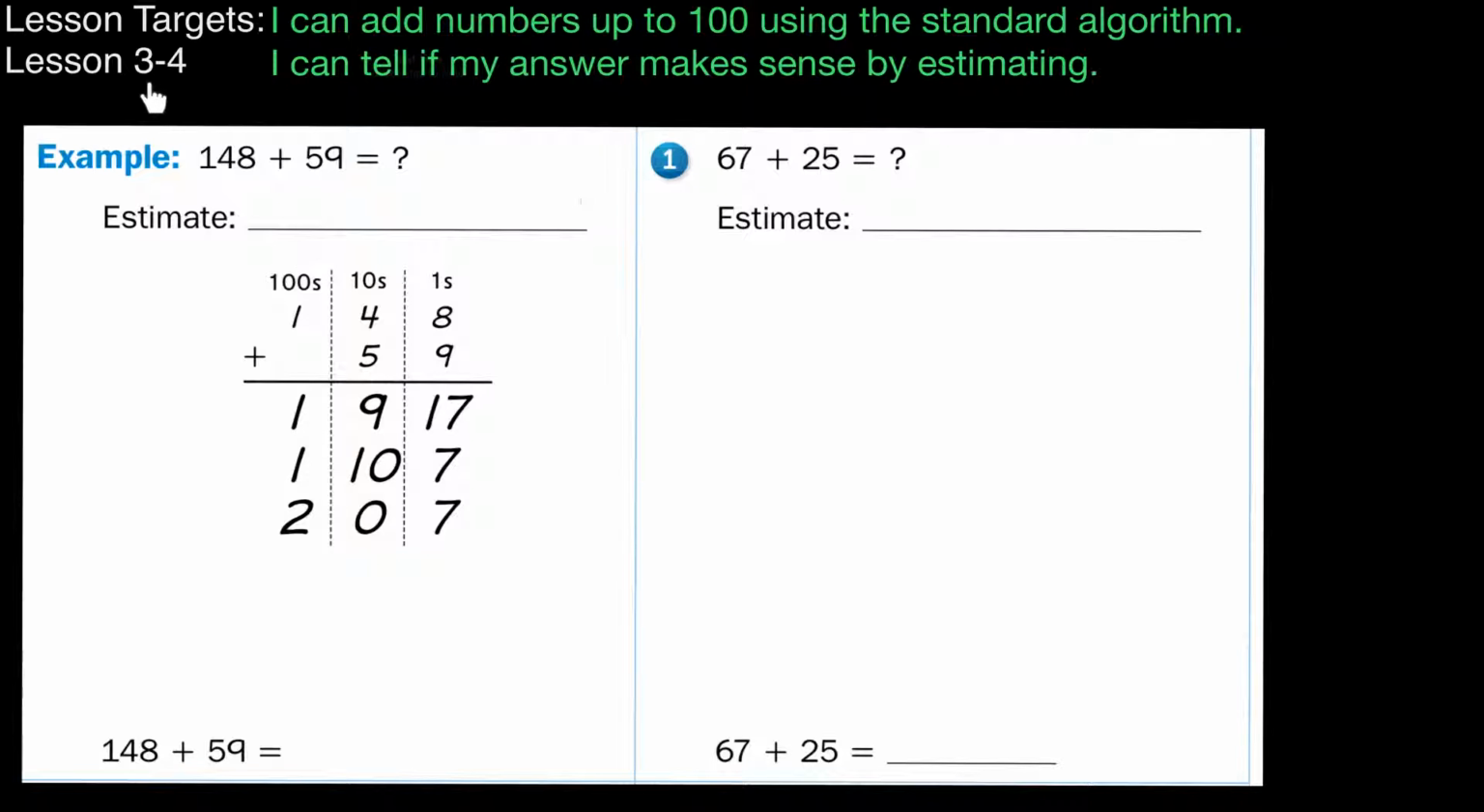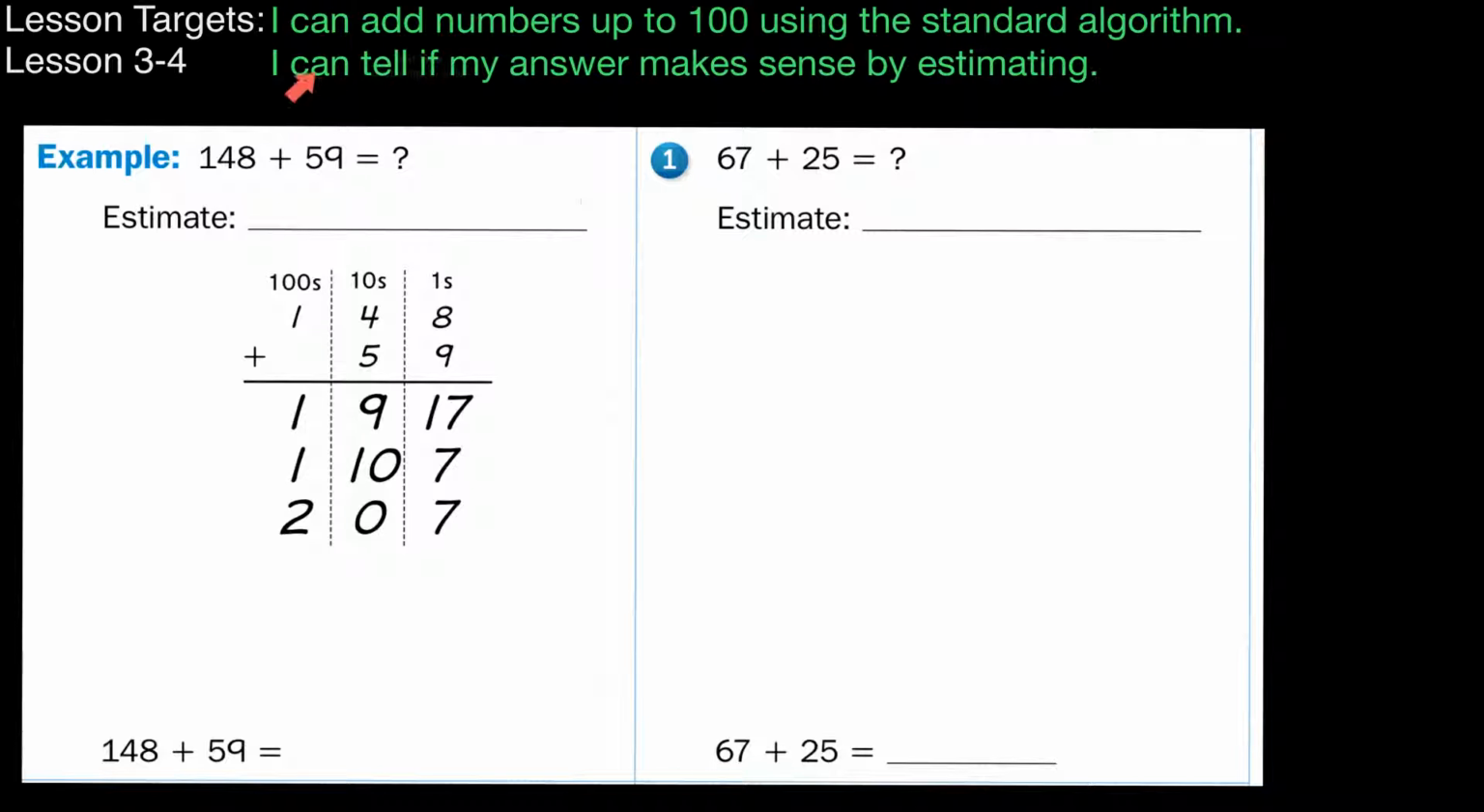This lesson is one that's probably going to make your parents rather happy. That would mainly be because this is the algorithm in the way that we learned it, your parents and I. So if you look, our learning target is I can add numbers up to 100 using the standard algorithm.